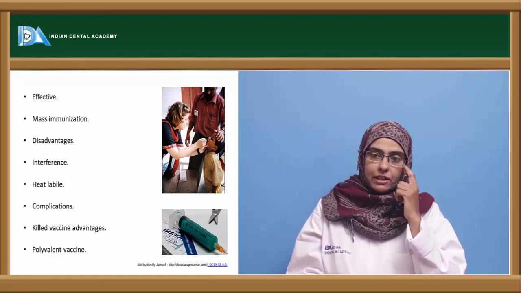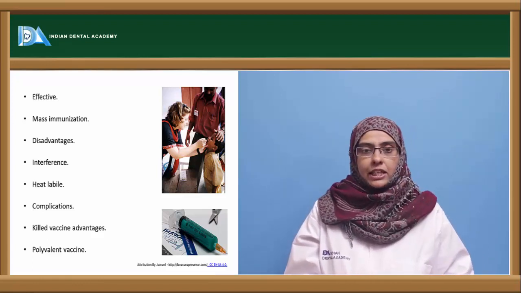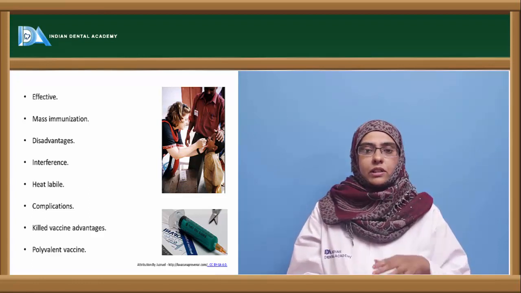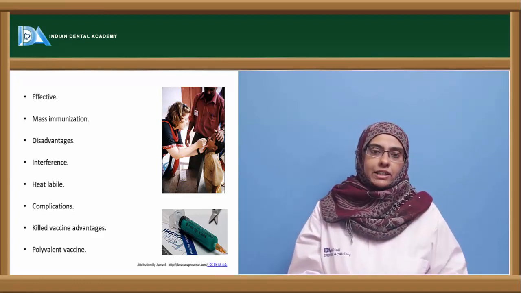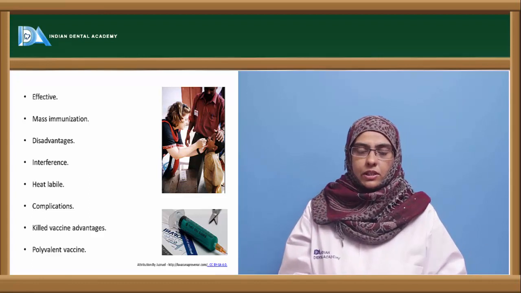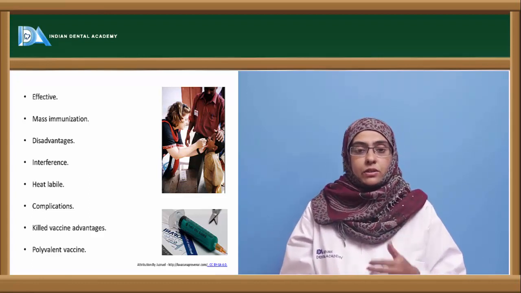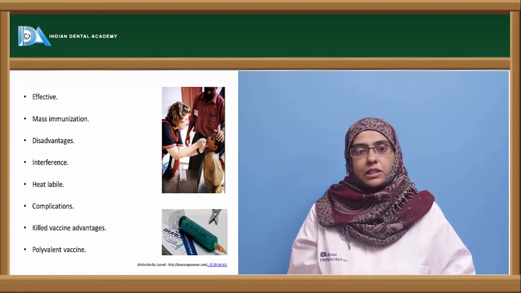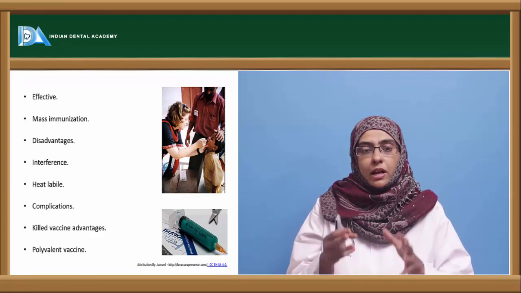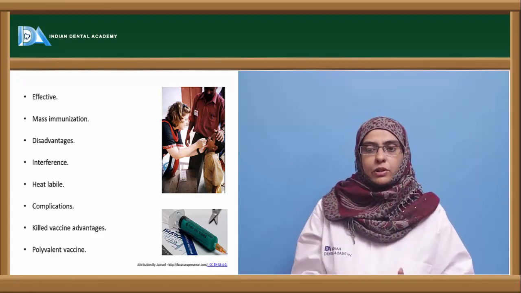Next, coming to the killed vaccine advantages, here there is no chance of the attenuated vaccine being converted to the natural wild type strain to cause the infection, because the organism is completely eliminated or killed over here, but it will retain the property of immunogenicity.